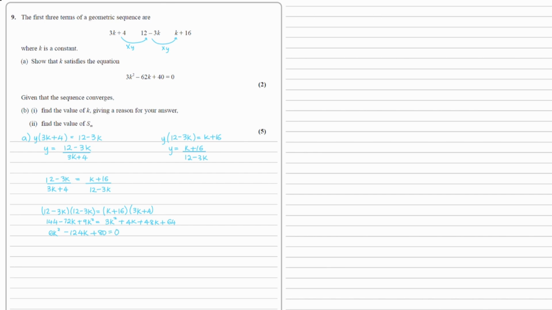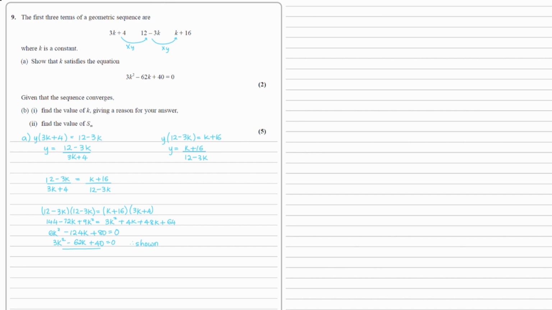We can now simplify this quadratic equation by dividing everything by 2, and we get 3k squared minus 62k plus 40 is equal to 0. And we have now shown that as required.